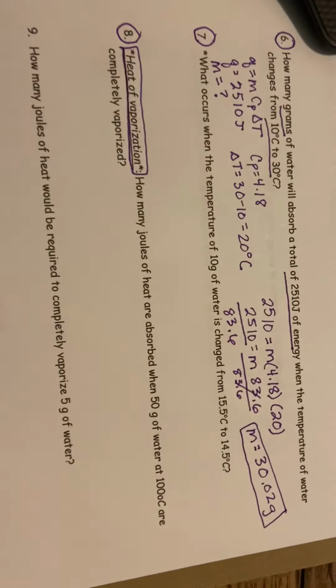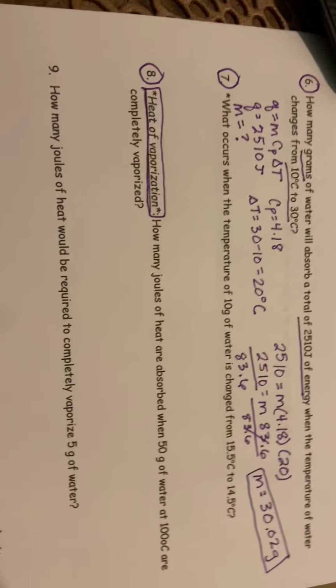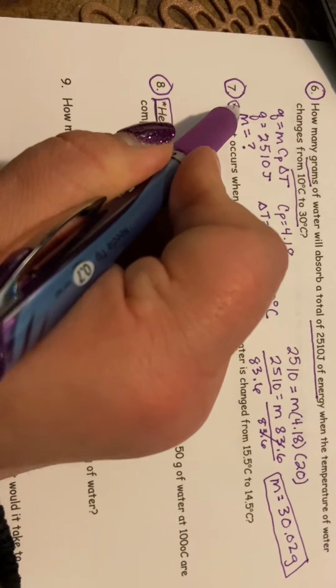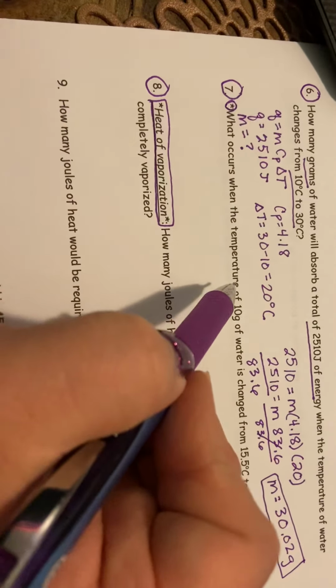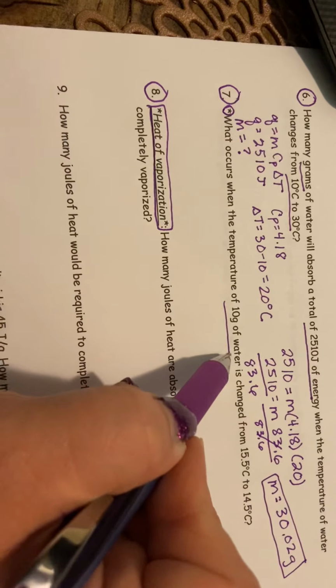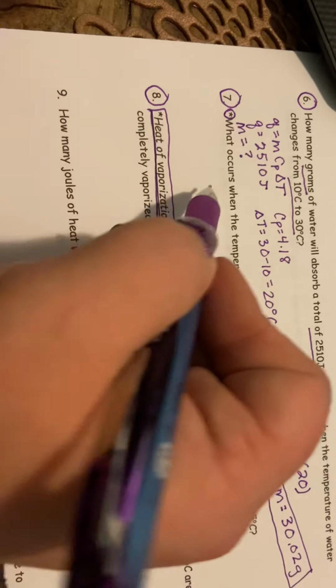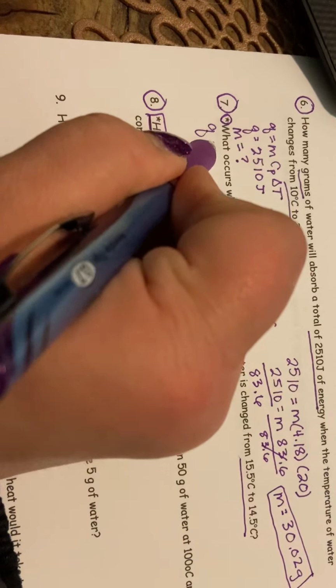Okay. All right, and then I'm going to work number 7, because I want a little bit more explanation here. So I'm going to talk about that one. What occurs when the temperature of 10 grams of water is changed from that to that? So always write your formula first.